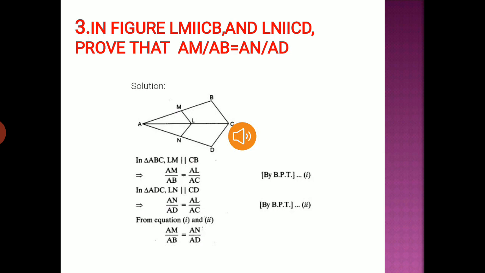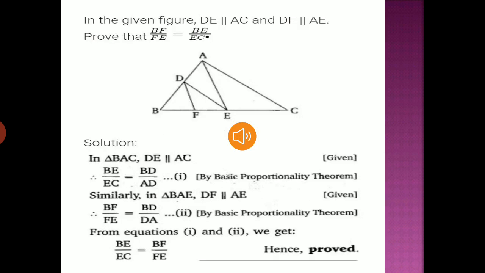From equation 1 and 2, both are equal to AL by AC. Therefore, LHS are equal: AM by AB is equal to AN by AD. Hence, proved. Next question is, in a given figure, DE is parallel to AC and DF is parallel to AE. To prove BF by FE is equal to BE by EC.